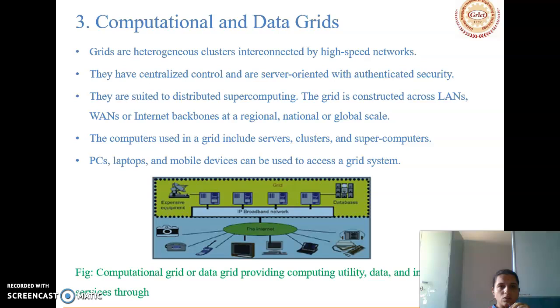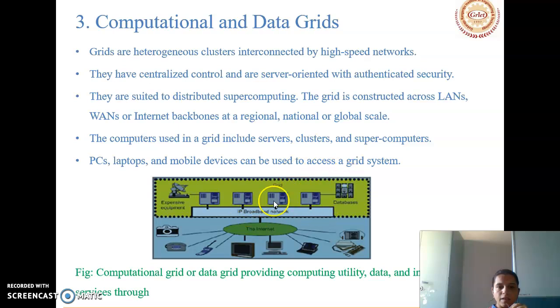Next one is the computational and data grids. Grids are heterogeneous clusters interconnected by high-speed networks. They have centralized control and are server-oriented with authenticated security. They are suited to distributed supercomputing. The grid is constructed across LANs, WANs, or internet backbones at a regional, national, or global scale. The computers used in a grid include servers, clusters, and supercomputers. PCs, laptops, and mobile devices can be used to access this grid system.